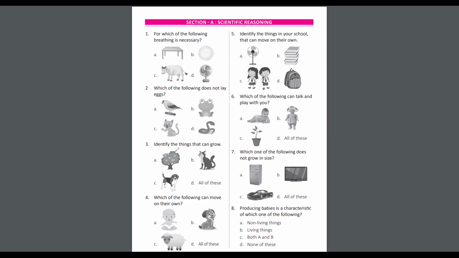Next, we have identify the things that can grow. So, who can grow? All living things can grow. So, this is a living thing, this is a living thing, and this is a living thing. So, all of these can grow. So, D is your answer.